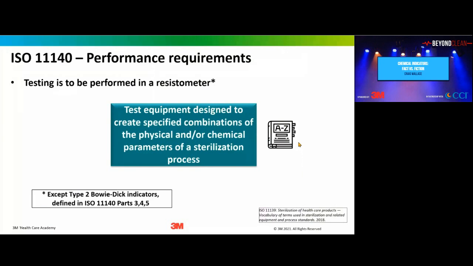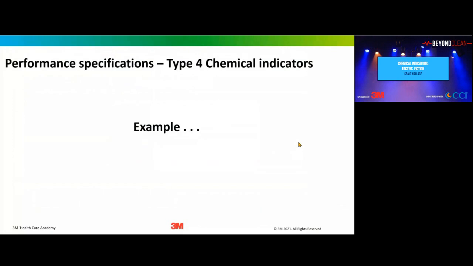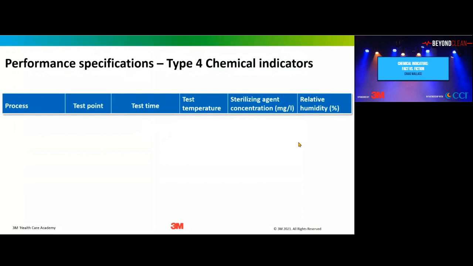So you say the standard defines the performance requirements. Well, how does it actually do that? We're going to take a look at one. We'll look at type 4 chemical indicators to see how this standard defines performance. They will usually set it up in a table that gives the requirements for the manufacturer. Looking at this table, the first column, process, is related to the sterilization process. This standard is not process specific. It's not just for steam or peroxide. It's for all the processes.